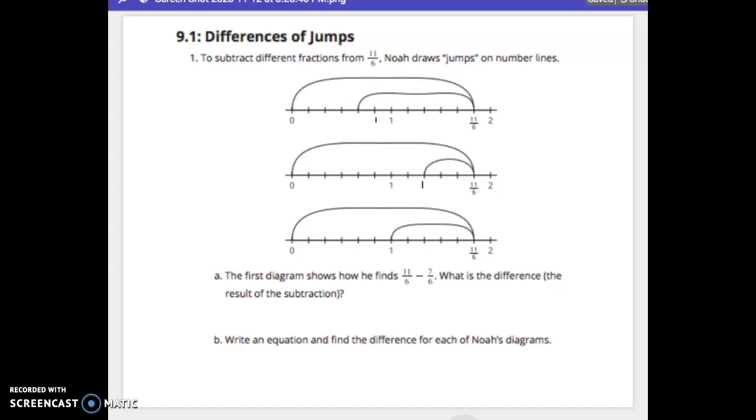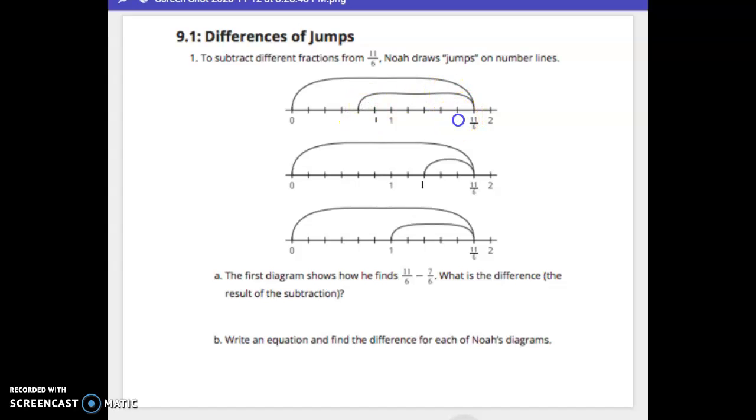All right, let's check our work. So the first one wanted you to find the answer. So if you ignore this, they're just saying where they are. So the first one shows I'm at 11.6. And then the jumps this way show how many he went back.